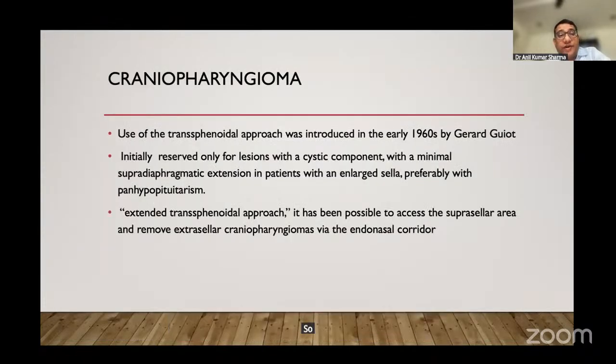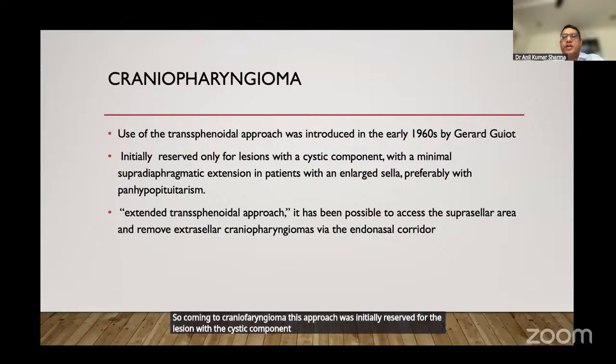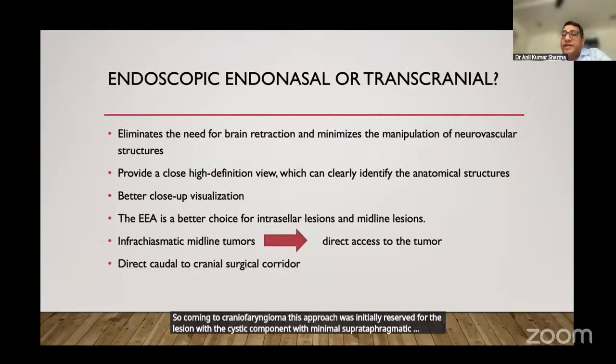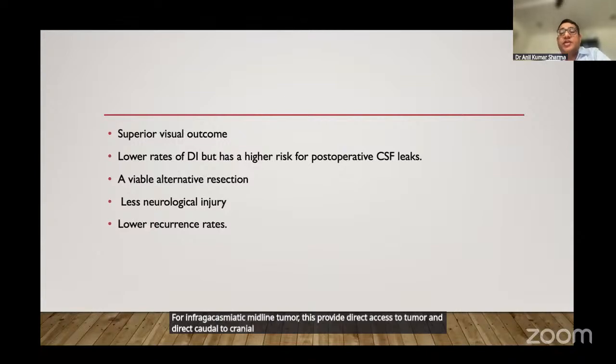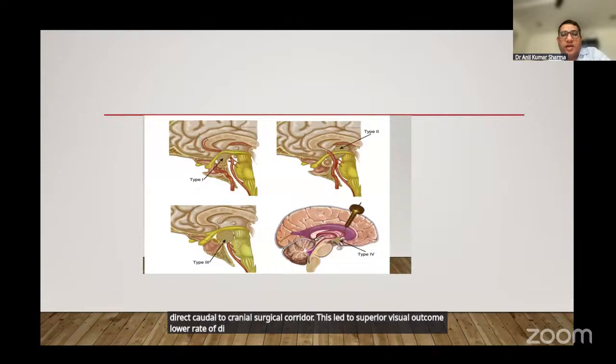So coming to craniopharyngioma, this approach was initially reserved for lesions with a cystic component with minimal supradiaphragmatic extension. And the advantage of the endoscopic approach is that it eliminates the need for brain retraction and minimizes the manipulation of neurovascular structures. For infrachiasmatic midline tumors, this provides direct access to the tumor and a direct caudal to cranial surgical corridor. This led to superior visual outcome, lower rate of DI, and lower recurrence rate.